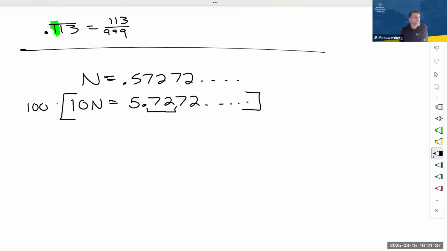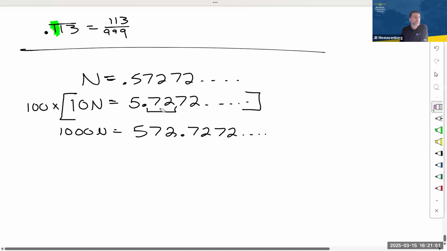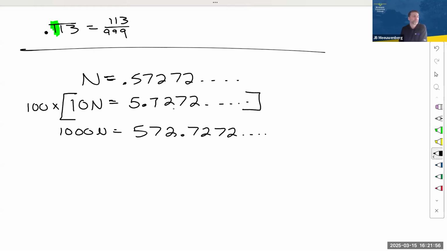If I take this times 100, I now have 1,000n is equal to 572.7272, etc. Just wanted to delete that little line underneath, but it deleted my 7. So take a look at this. We have 10n, which is 5.72 repeating, and 1000n, which is 572.72 repeating.